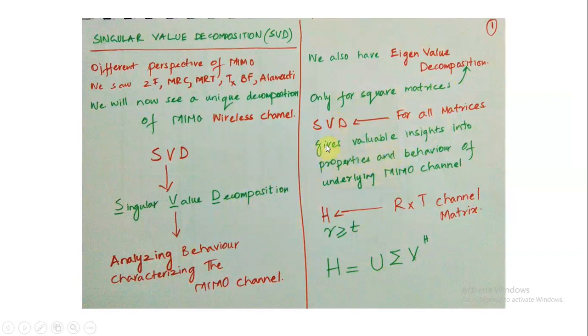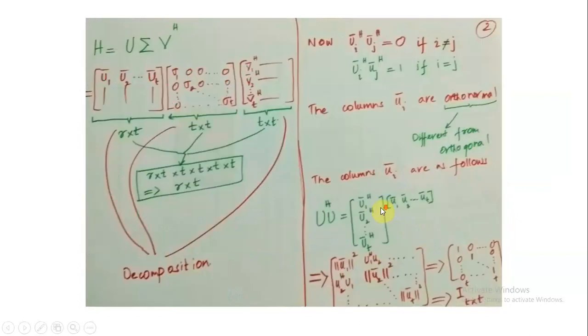So what does SVD do? It gives valuable insights into the properties and behavior of the underlying MIMO channel. If we have a channel matrix containing channel coefficients, and the dimension of the channel matrix is R cross T, and in general R is greater than or equal to T, the singular value decomposition decomposes the channel into three matrices. The first matrix is the U matrix, the second matrix is the Sigma matrix or the diagonal matrix, and the third matrix is the unitary matrix. We will see the details of the properties of these matrices in the next slide.